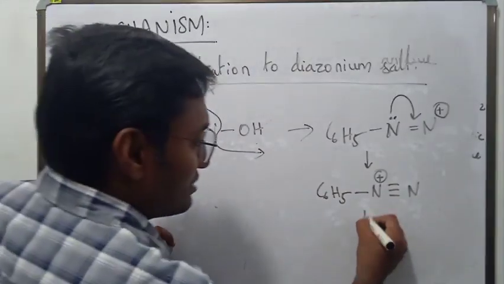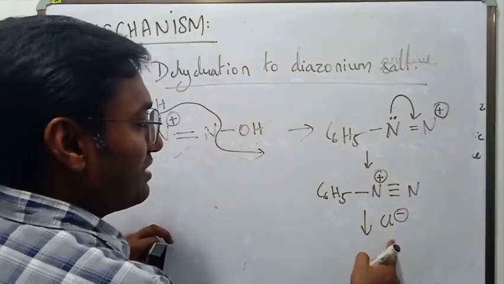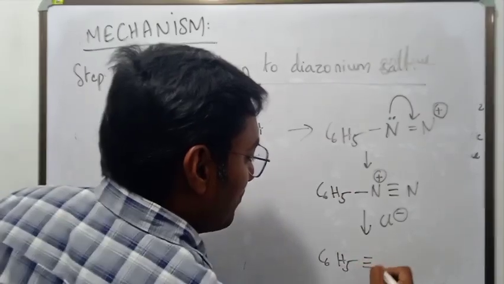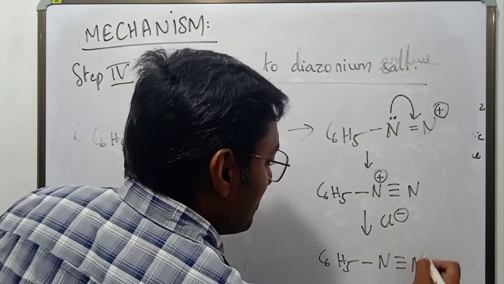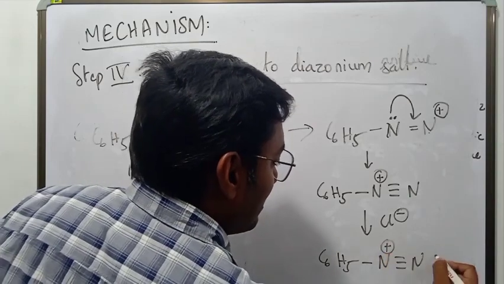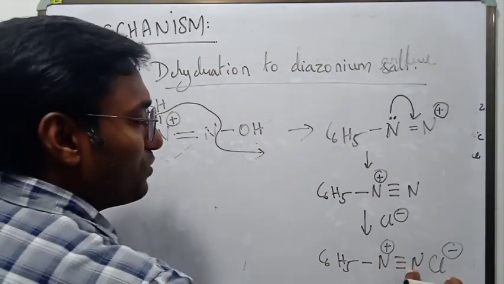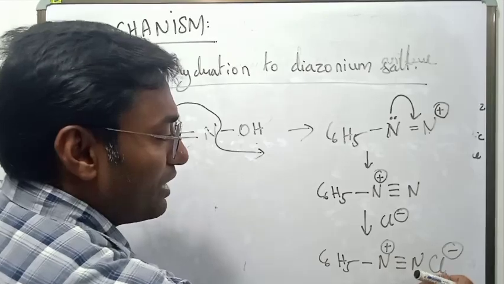Now it associates closely with chlorine. This chlorine comes from dilute HCl, correct? So it associates closely with chlorine and forms benzene diazonium chloride. So that is how benzene diazonium chloride is formed.